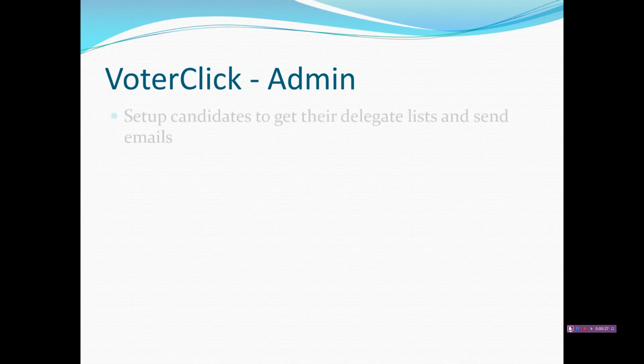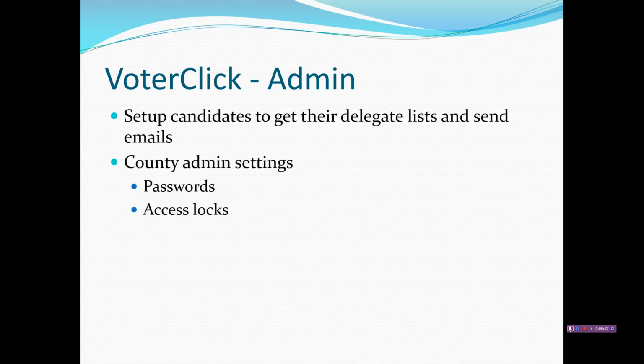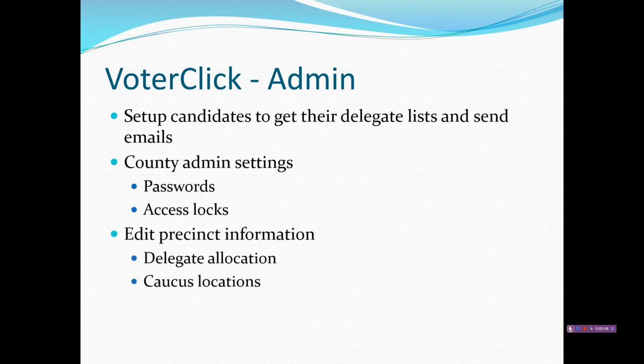So for example, in the admin section, this is how you set up candidates so they can get their delegate lists and send emails to the VoterClick system. You can also set your county admin settings, like county admin passwords. You can set the access locks and determine who can and cannot make changes in your system. You can also edit your precinct information, such as your delegate allocations and caucus locations.